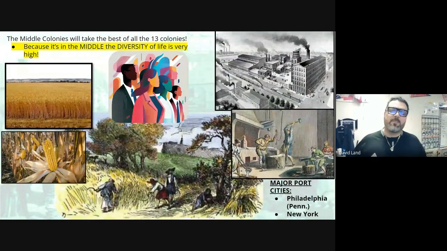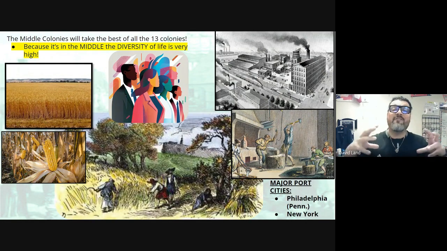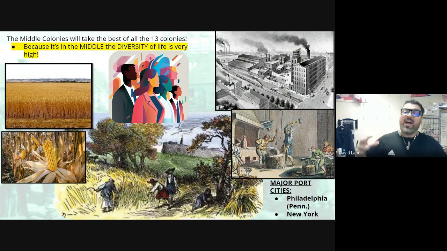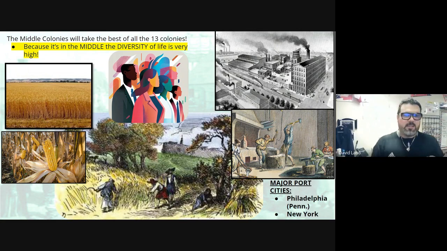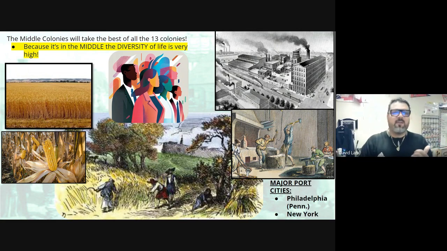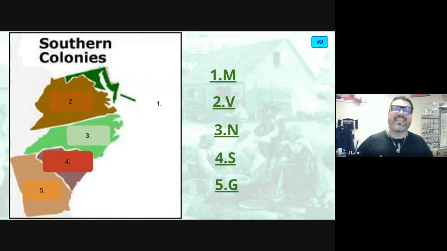Now, looking at these pictures, they're really cool. Here's something unique about the middle. Because it's not too far north or south and right in the middle, it has the most diverse people. A lot of people from different cultures come to the middle to make their living. Some famous cities here: Philadelphia, the city of brotherly love, huge. New York City, guys, the big New York. It's in the middle colonies. It's really diverse there.